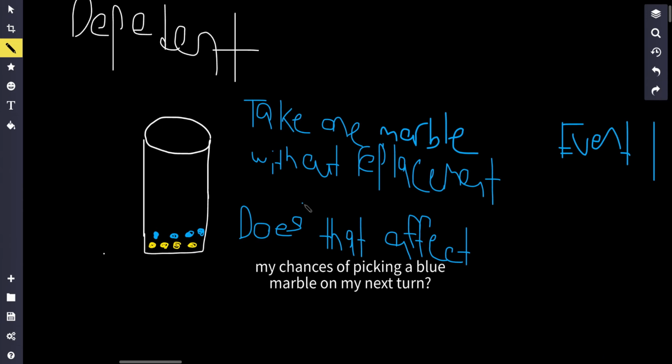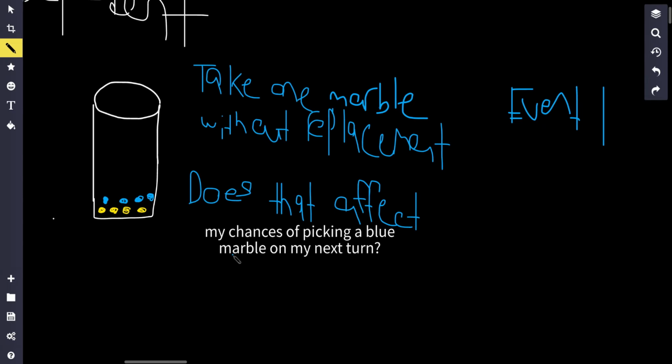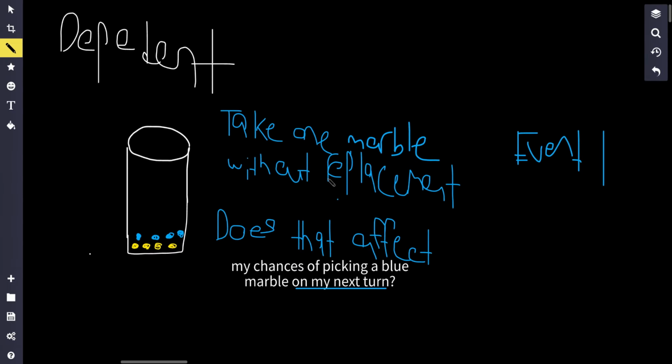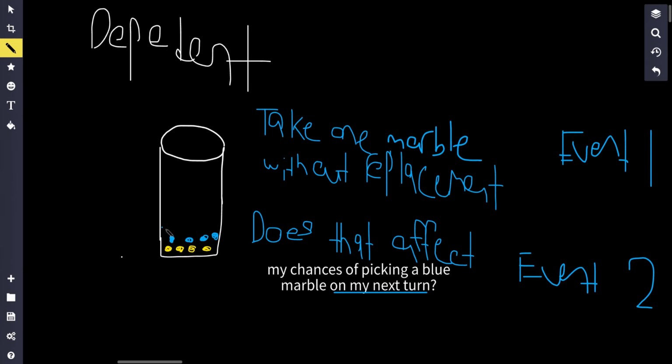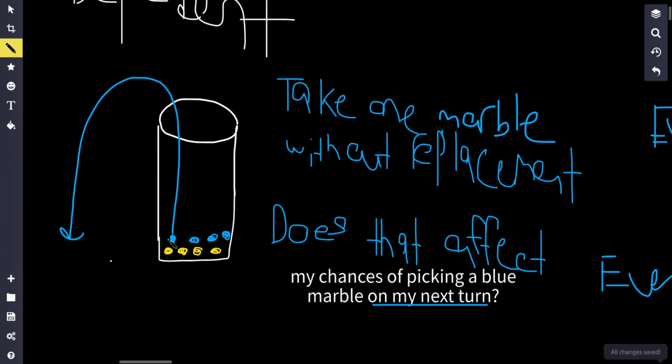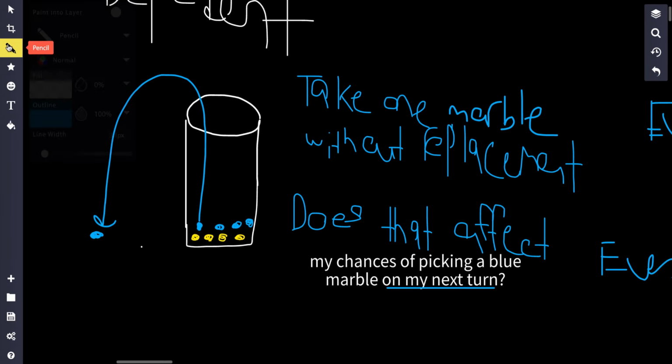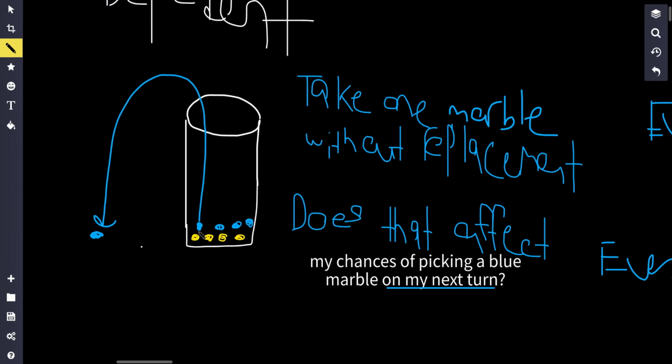Now, does this affect my chances of picking a blue marble on my next turn? The answer is, well, yes. With dependent events, one event has an effect on another event. In this case, event 2 is picking a blue marble on my next turn. So let me show you an example. Let's say for my first event, I randomly picked out a blue marble, and remember this is without replacement, meaning the marble is just going to be gone after I pick it out.